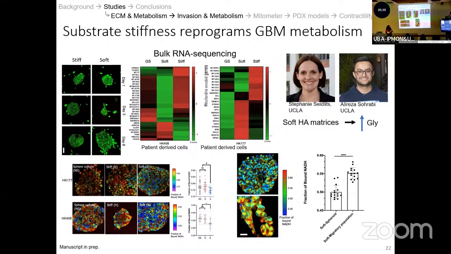And so he zoomed into these regions here, and you can clearly see that the fraction of bound NADH, which is more red, actually goes up. So while in the soft matrices this appears to be more glycolytic, the cells that migrate out actually are more OXPHOS. So invading cells actually increase their OXPHOS state. So what that's saying is that these particular cells change their metabolism as they're actually going to move out into the environment.